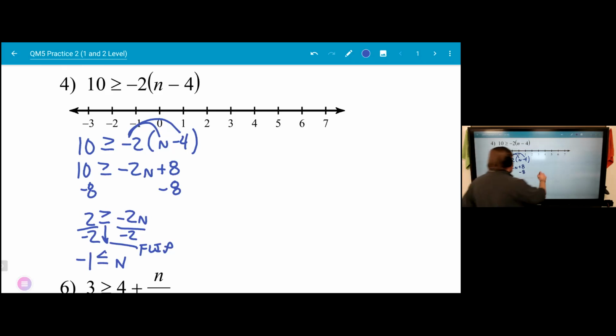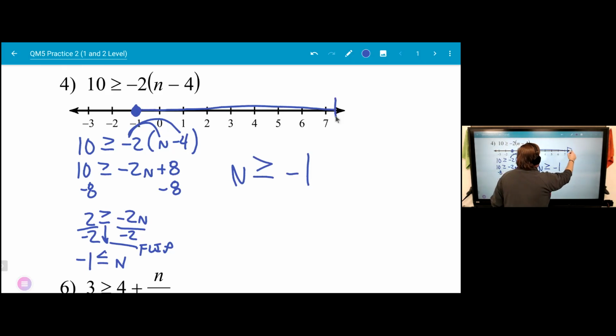And again, we still like to write our variable first and our value second. It still needs to open towards n, greater than or equal to negative 1. We'll put the closed point because it could equal negative 1. And let's check 0. Is 0 greater than or equal to negative 1? Sure is. It's going to go this direction. We'll pretend like that's a nice line that I've drawn in here.